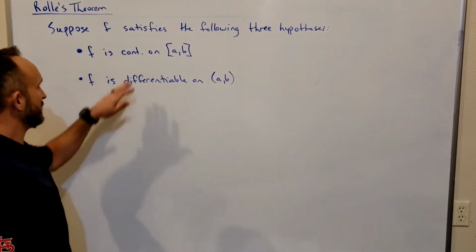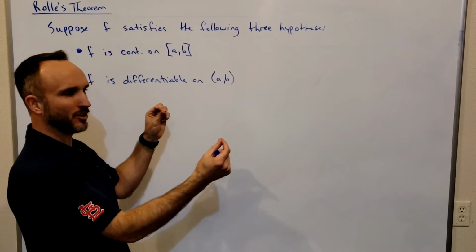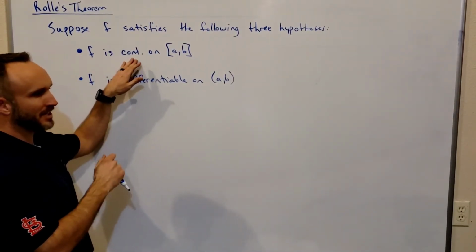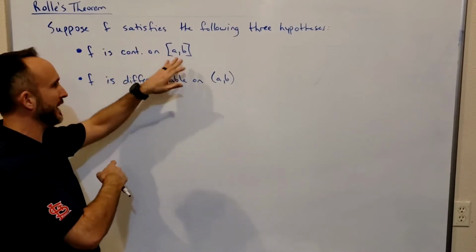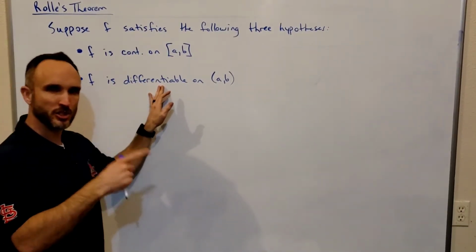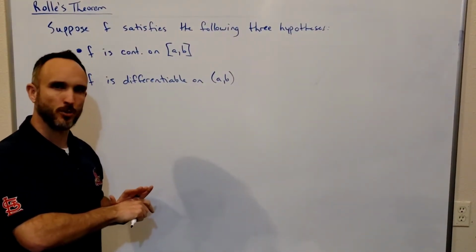Okay? So continuous on the closed interval allows us to have endpoints that are closed and connected to the graph. Okay? The function being continuous means there's no gaps or breaks between a and b. The function being differentiable ensures that the graph is smooth. There's no herky-jerkiness to it, no sharp points.